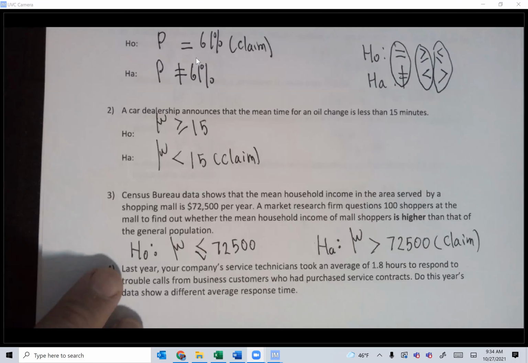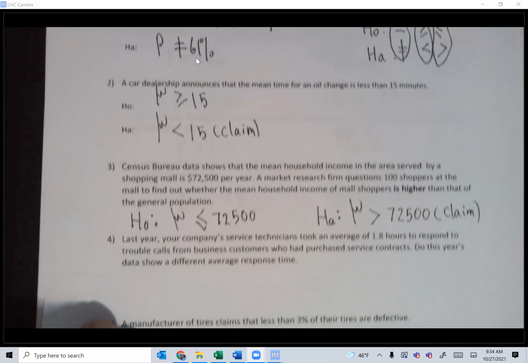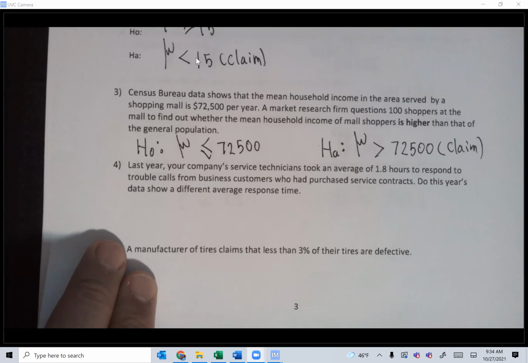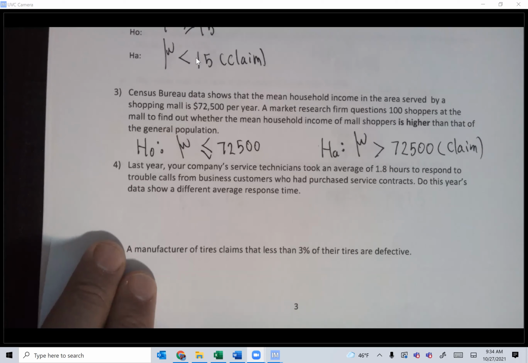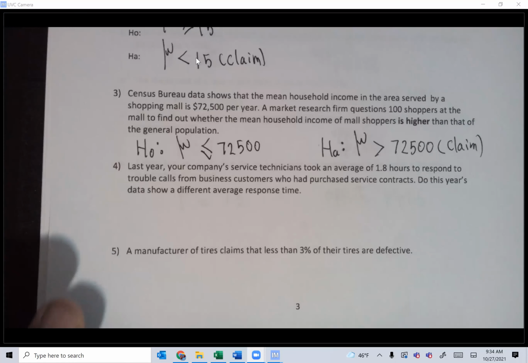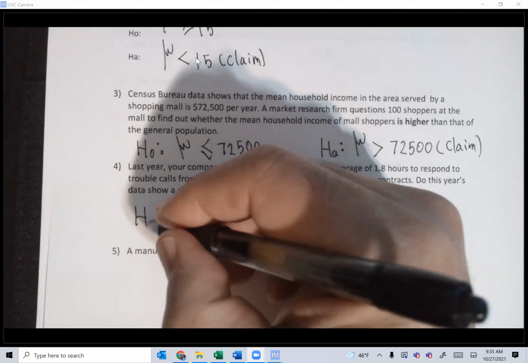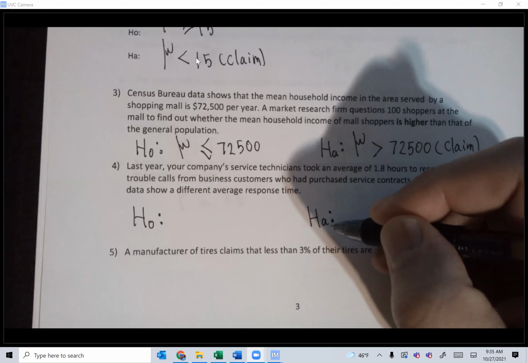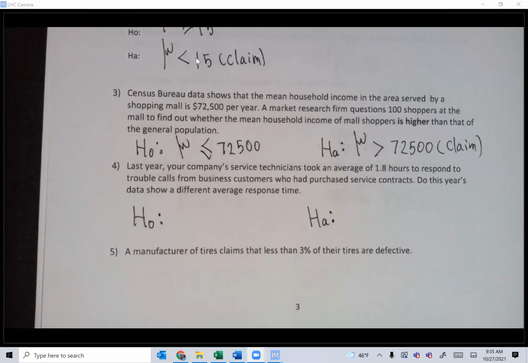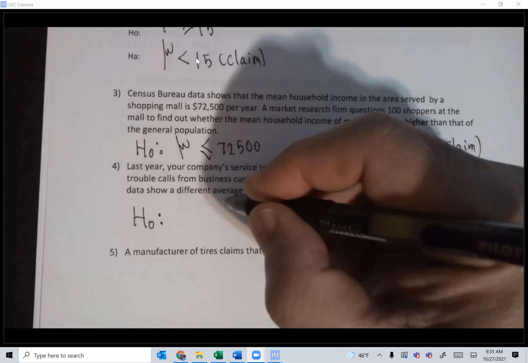Number 4. Last year, your company's service technician took an average of 1.8 hours to respond to trouble calls from business customers who had purchased a service contract. This year, data show a different average response time. Don't expect the problem to be worded in very simple words for you. Sometimes this is how it is worded. How can you get the null and the alternative from this? Okay, he's talking about average, guys. So that's a hint for you. Should be mean.